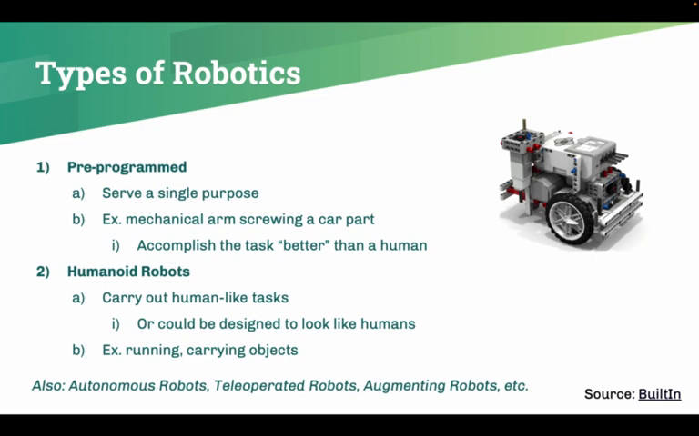There are also humanoid robots, and these carry out human-like tasks, or they could be designed to look like humans. So for example, this could be running or carrying objects, or in some way mimicking human behavior. Other types include autonomous, teleoperated, augmenting, etc.